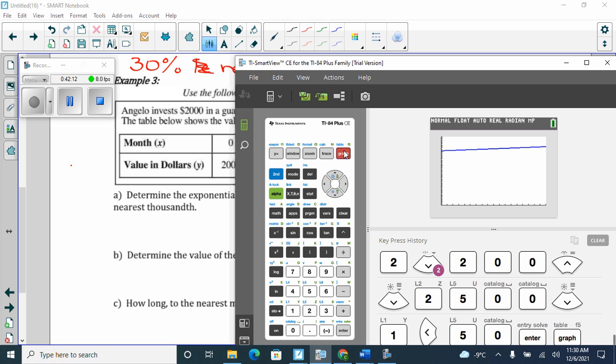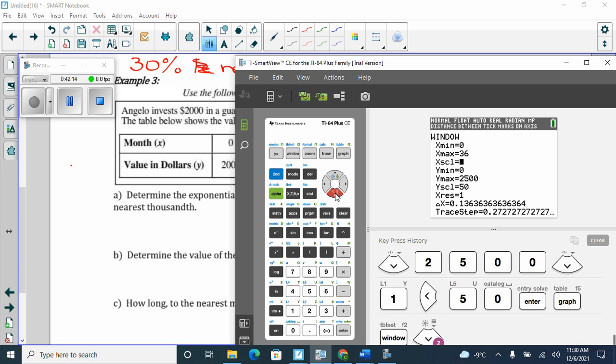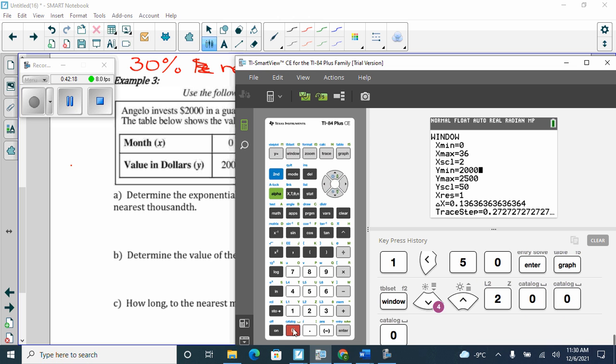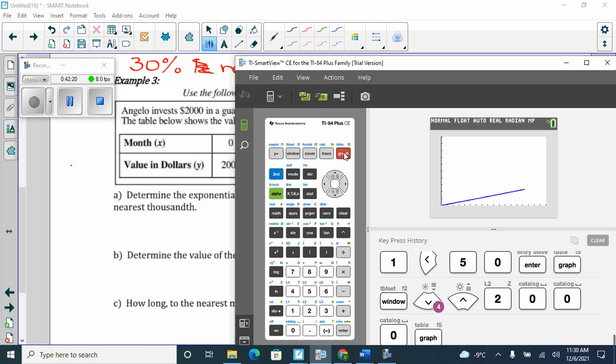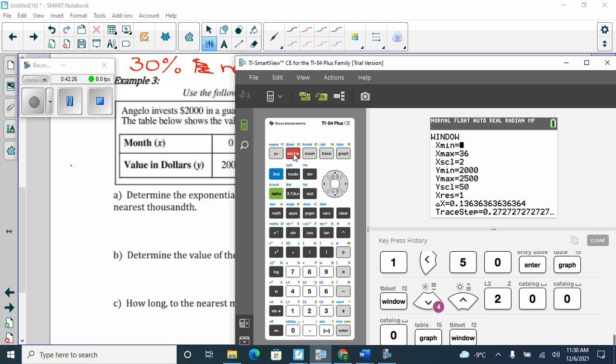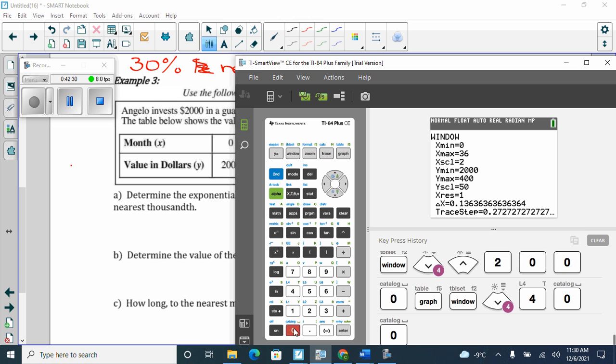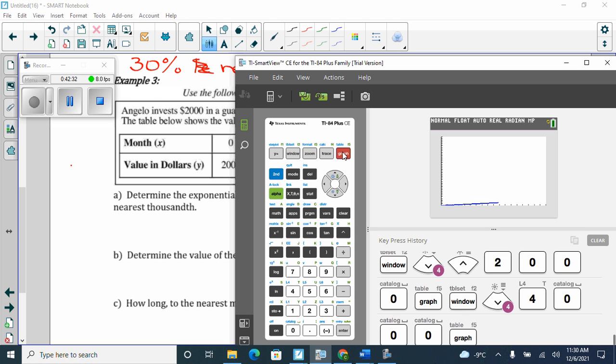I don't actually have to start at 0 because they invested $2,000 initially, right? So my Y minimum really can be 2,000 or higher because I'm increasing, correct? Technically. Now, I did tell you that if you wanted to, you could double it, so you could go 4,000 if you wanted to. Either way, it's going to increase on a short span because of my X.